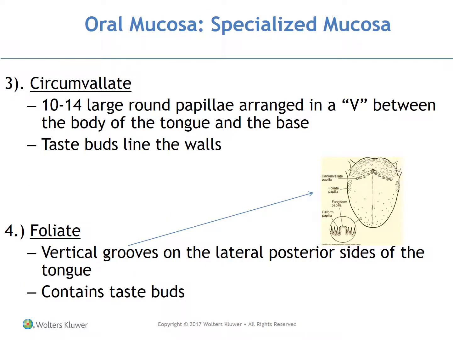Then we have a circumvallate papilla, and there are 10 to 14 large round papilla arranged in a V between the body of the tongue and the base. And the taste buds line the walls of the circumvallate papilla. Then we have foliate papilla, and those have vertical grooves on the lateral posterior sides of the tongue. So we'll see those definitely in clinic. And these also contain taste buds. So the ones that don't contain taste buds are the filiform.